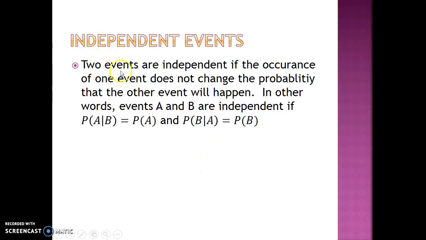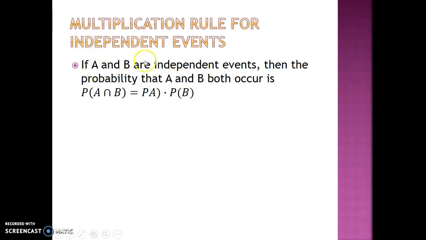Independent events. 2 events are independent if the occurrence of one event does not change the probability that the other event will happen. In other words, events A and B are independent if the probability of A given B is equal to the probability of A, and the probability of B given A is equal to the probability of B. If A and B are independent events, then the probability that A and B both occur is the probability of A times the probability of B.